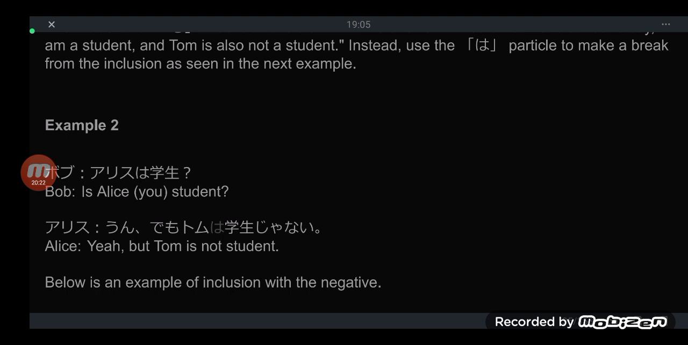So the two sentences are almost similar, but the only difference in the second sentence is that instead of using the wa, I have used the particle mo, meaning please also include in your list of known heroes Batman, other than Superman. So that's the function of the mo particle. That's why many books call it the inclusion or inclusive particle.